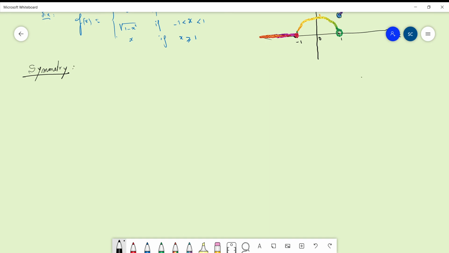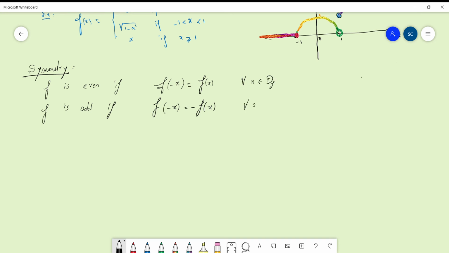For symmetry, we have two properties. We say f is an even function if you can check this property, f of minus x is equal to f of x. f is odd if you can check f of minus x equals minus f of x. And this holds for any x in the domain of f. This symbol means for any x.